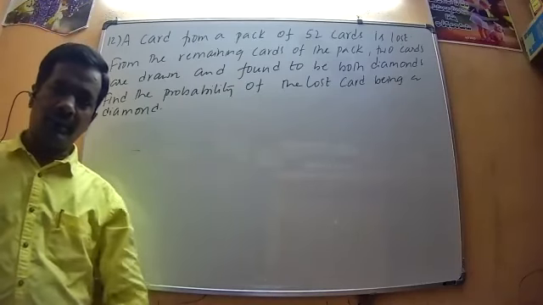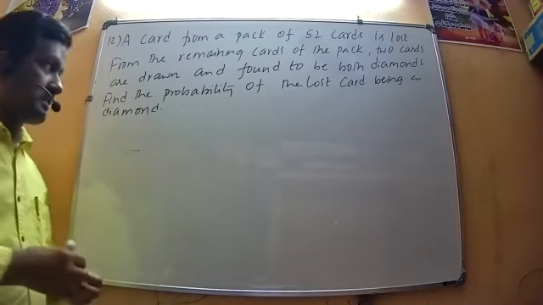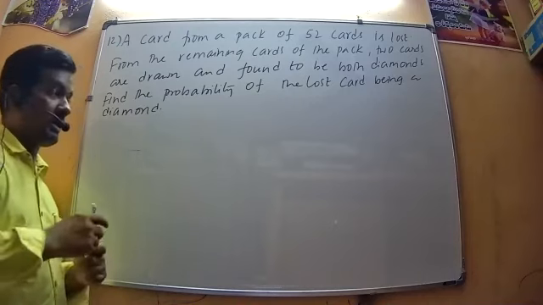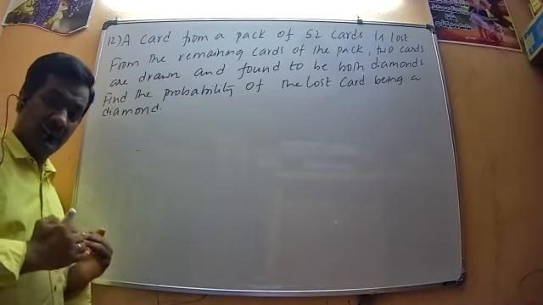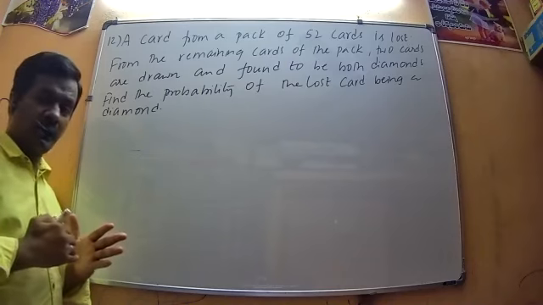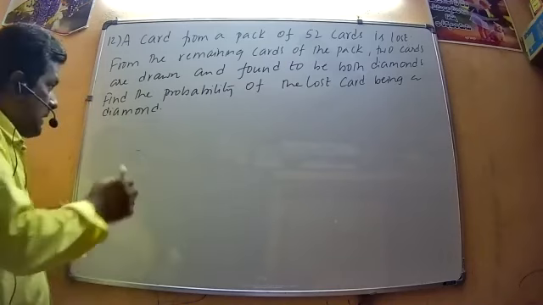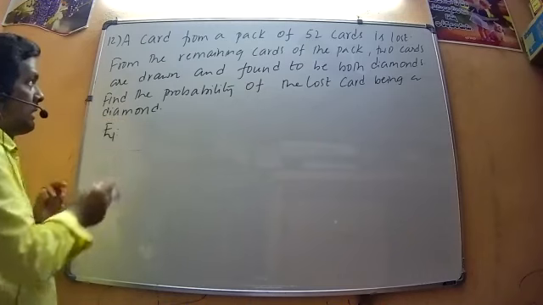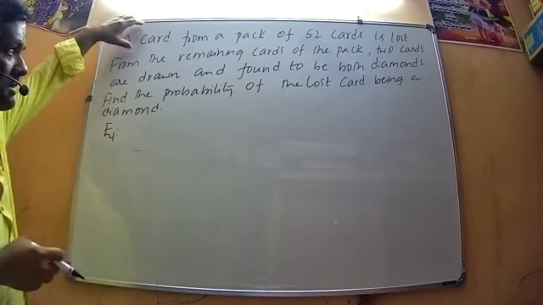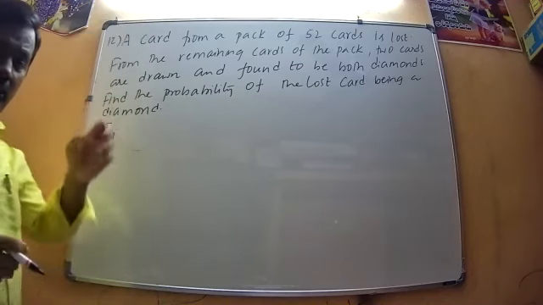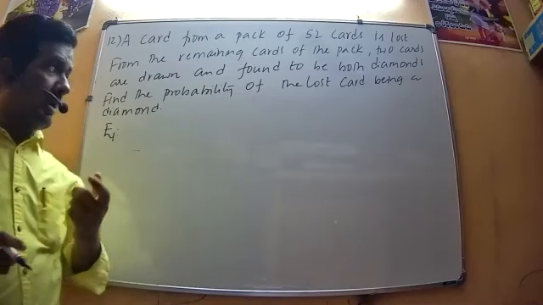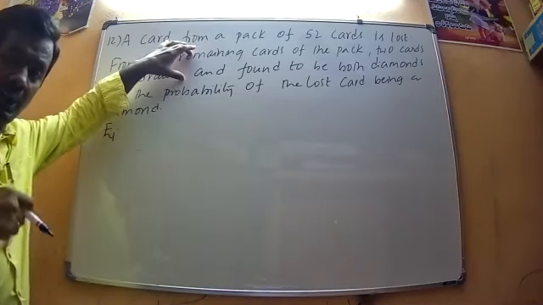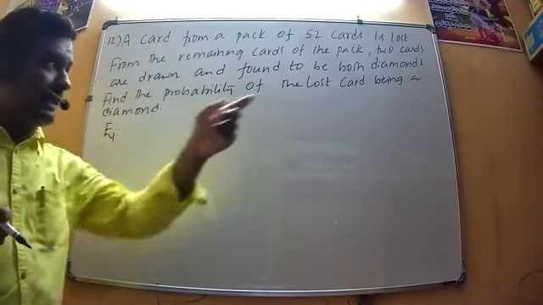Initially we need to describe the events. As the problem is related to Bayes' theorem, the most important thing is that we need to start the problem by describing the events. How many events are we going to define? It matters a lot. So let us start the problem. A card from a pack of 52 cards is lost. I'm going to describe the events: the card lost is a diamond, and the card lost is not a diamond.